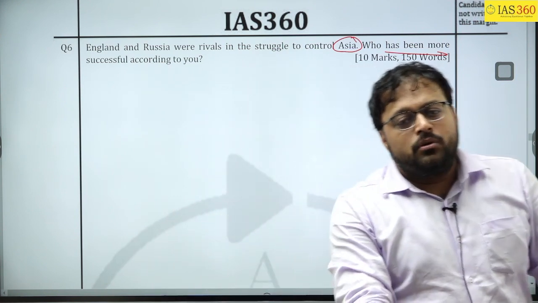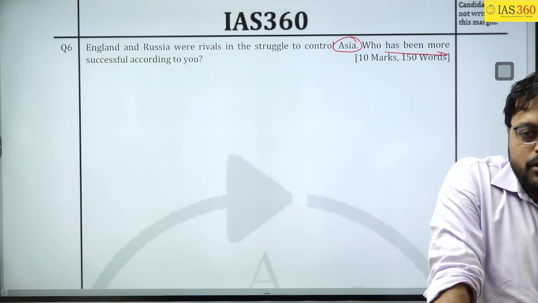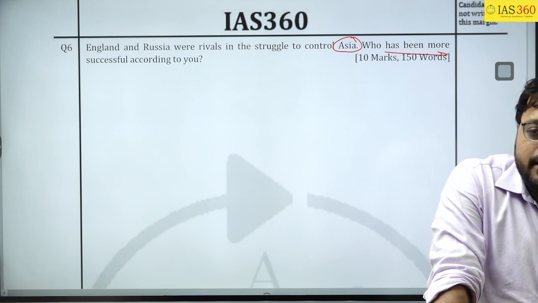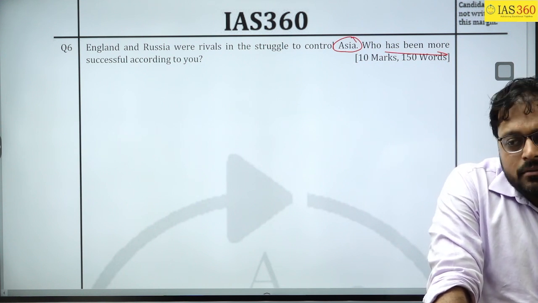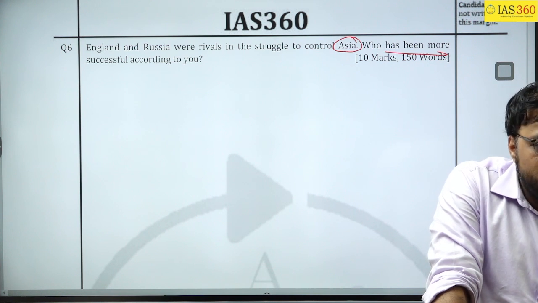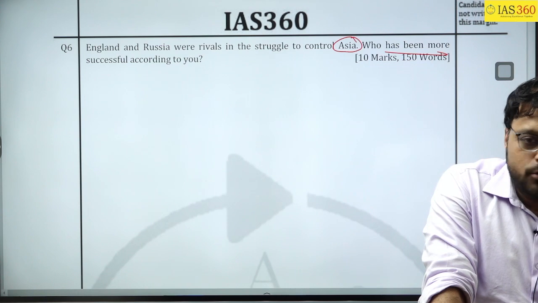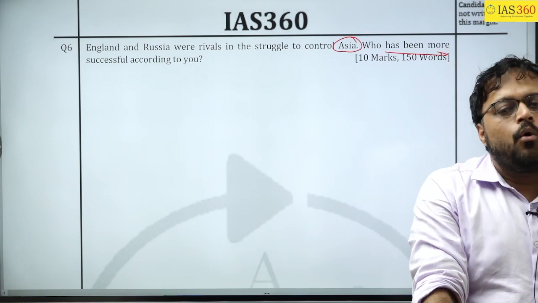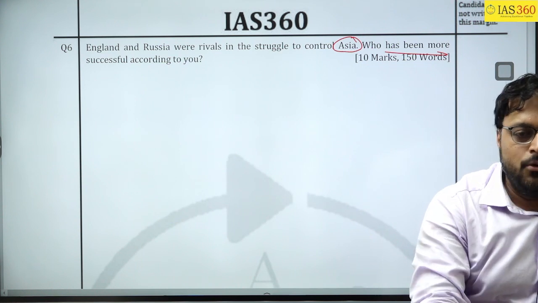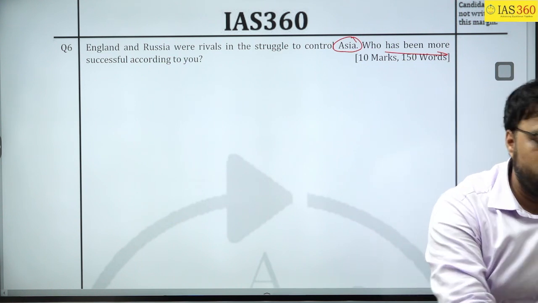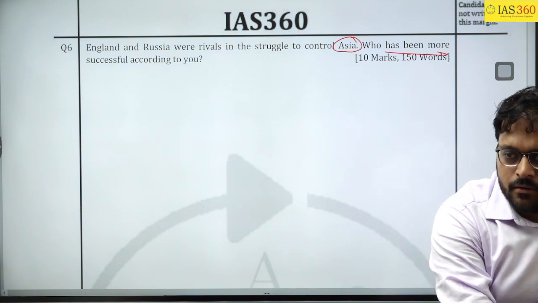So whenever the students are writing in this way, it is simply giving the impression to the examiner that he has segregated the rivalry, because there was no direct rivalry between England and Russia to control Asia. Russia was leading its own way, England was leading its own way. So in this way, you can divide your answer and you can say pre-Second World War phase, and then you can talk about because of the spice trade.